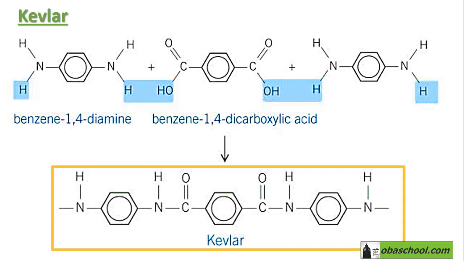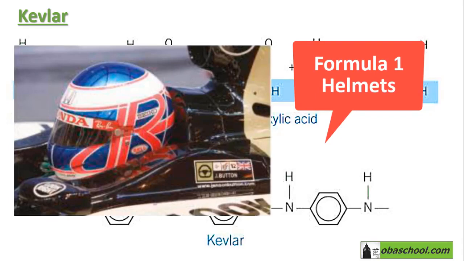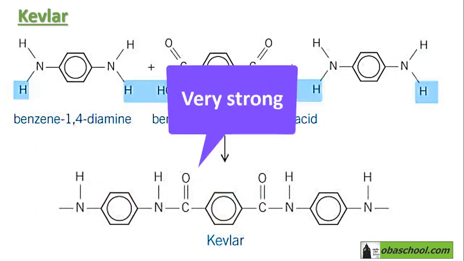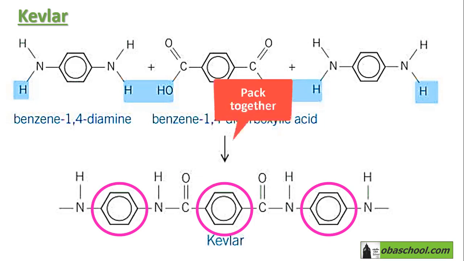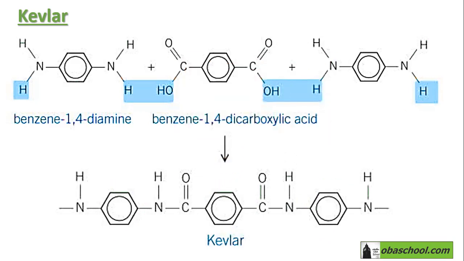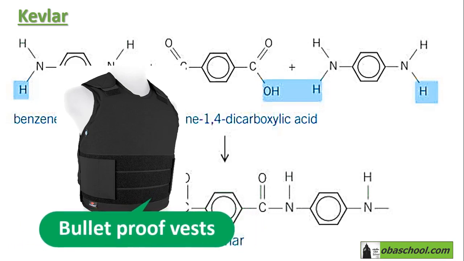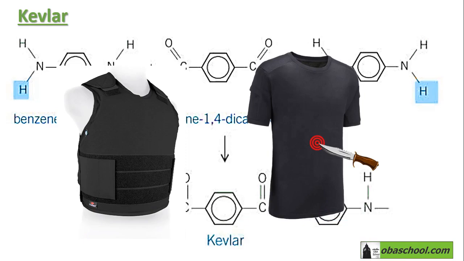Kevlar is used in the Formula 1 drivers' helmets. It is very strong due to the rigid chains and the ability of flat aromatic rings to pack together. They are also used in bulletproof vests and anti-stab clothing that are worn by the police.